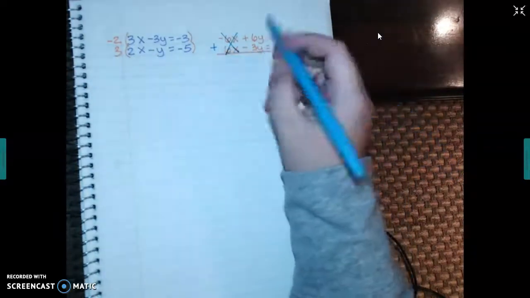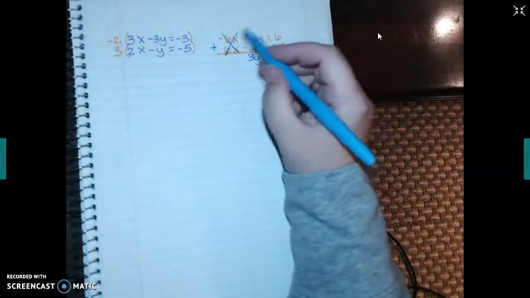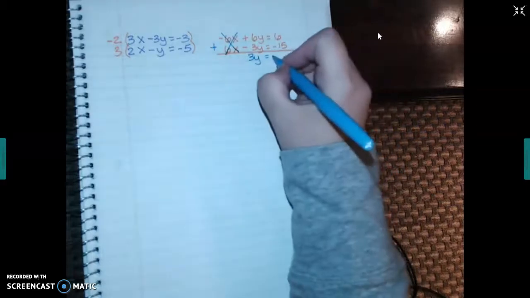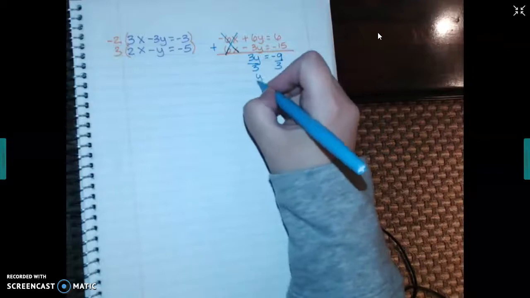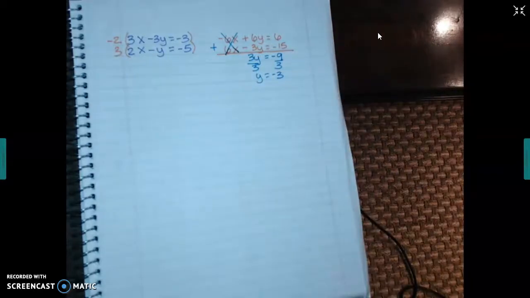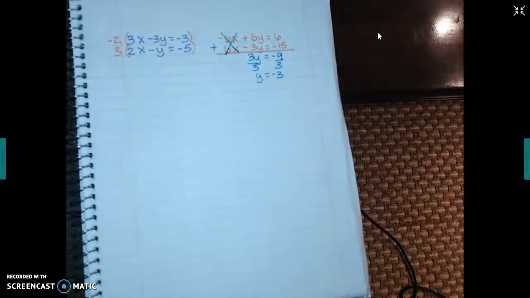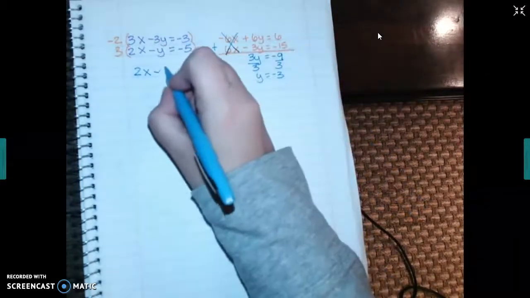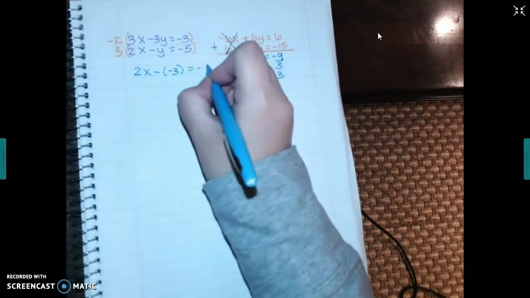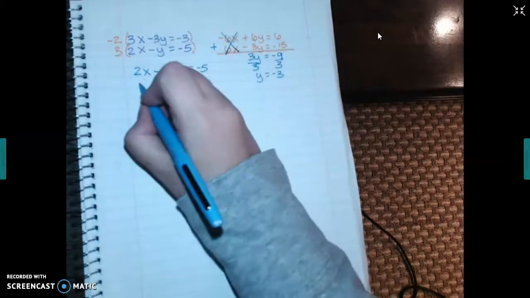6y plus negative 3y is 3y, and 6 plus negative 15 is negative 9. Divide both sides by 3 to give you a y value of negative 3. Then take negative 3 and plug back into one of your original equations. I'm going to choose to plug into the bottom, which would be 2x minus negative 3 equals negative 5. Notice you are subtracting a negative, which means you're really adding a positive.